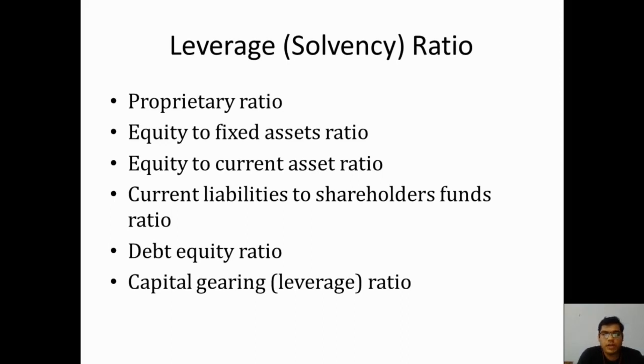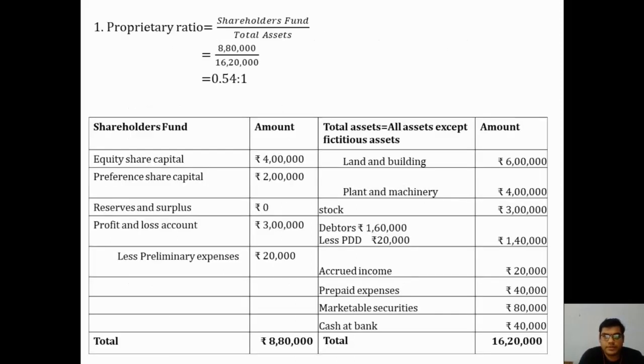Here we need to calculate proprietary ratio, equity to fixed assets ratio, equity to current assets ratio, current liabilities to shareholders fund ratio, debt equity ratio, as well as capital gearing, which is also called the leverage ratio. Let us calculate one by one.